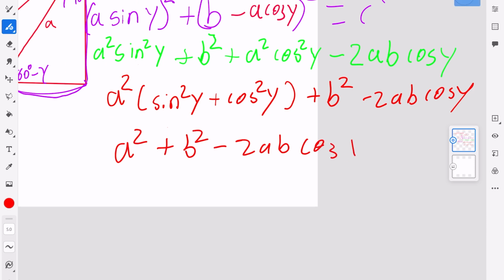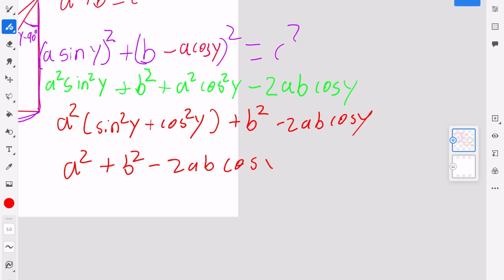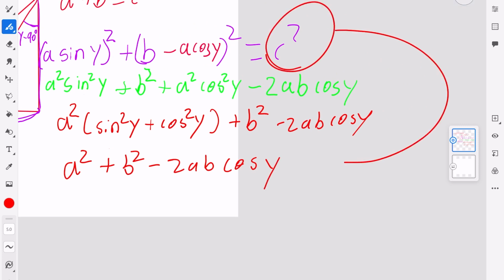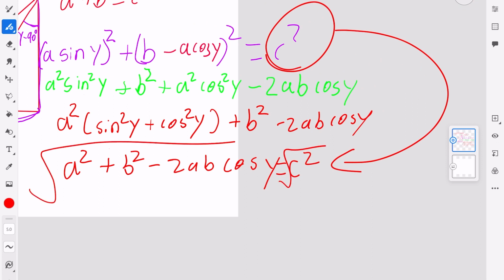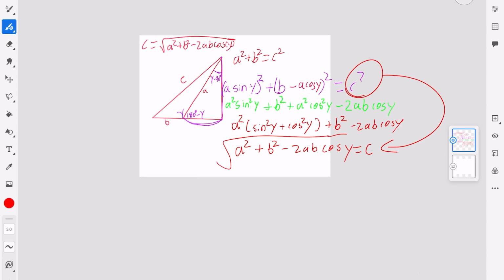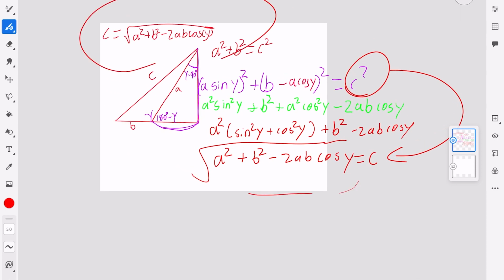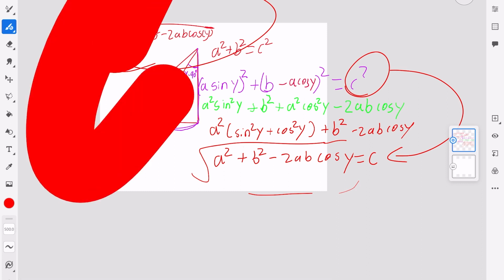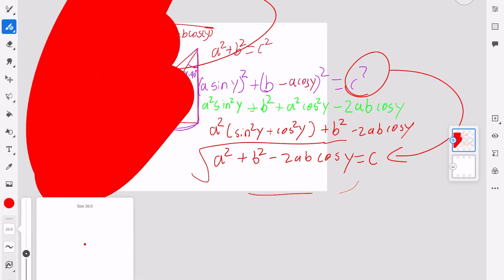And what this equals is, why did I square it? c squared. So if we move that here, we square root both sides. The square and square root cancel, and we're left with this beautiful equation.